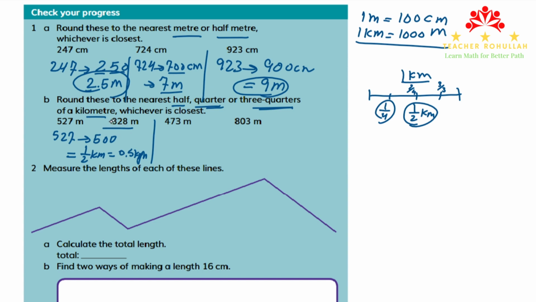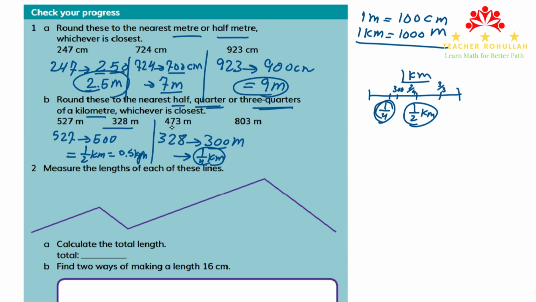The next length is 328 meter. If we round 328 to the nearest 100, we get 300 meters. And this, if we round to the nearest quarter, we will get 1/4 kilometer. 300 is almost here. So if 300 meter is here, it's close to 1/4 of kilometer.